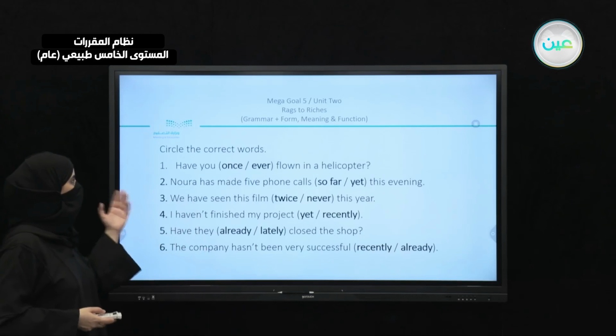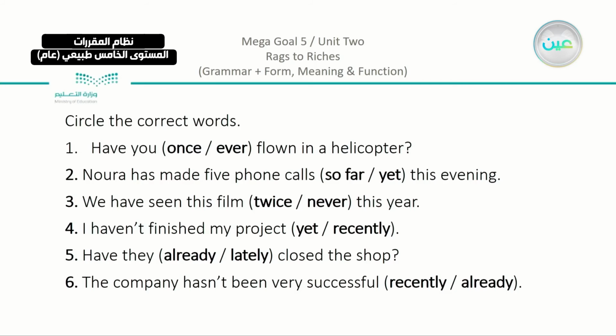And we have here, have you once or ever flown in a helicopter? Of course, the answer here is going to be ever, yes. Noura has made 5 phone calls this evening. So still, we're in the evening, but so far, she has made 5 phone calls. So we have here so far.